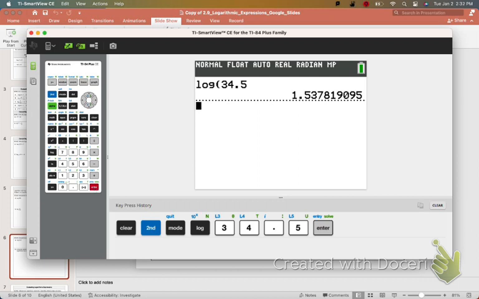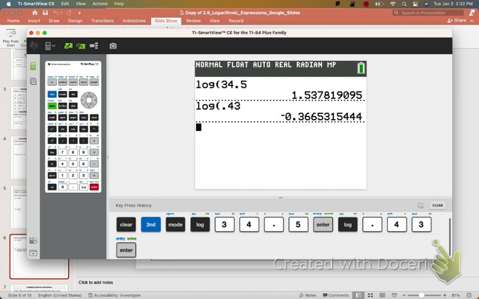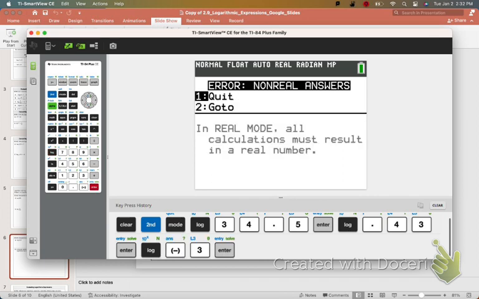For 5B, we're doing the log of 0.43. That's negative 0.3665 if I go to 4 decimal places. And then for the last one, log of -3, I'm going to end up getting a domain error, right? Because it's telling me I have non-real answers, which means it's not possible. So for 5C, it's not possible, right? Because I can't do 10 to a power and get -3. That's just not going to happen.